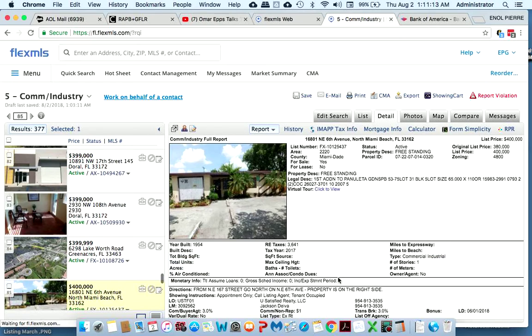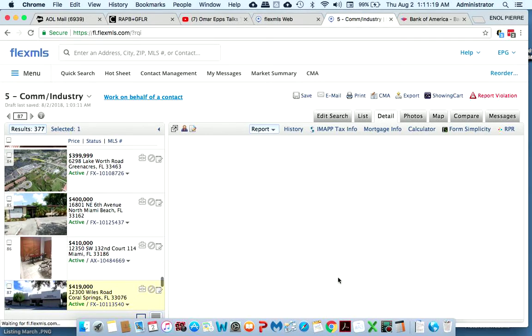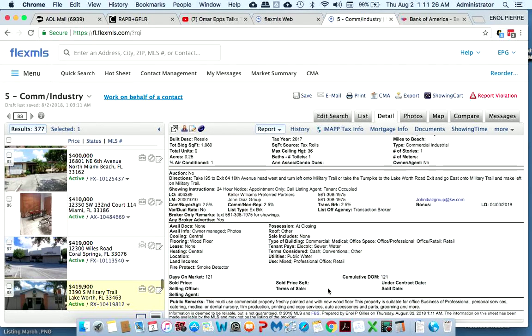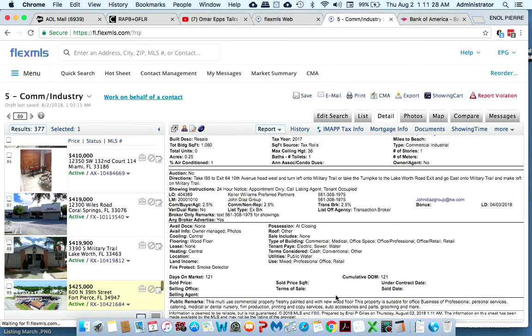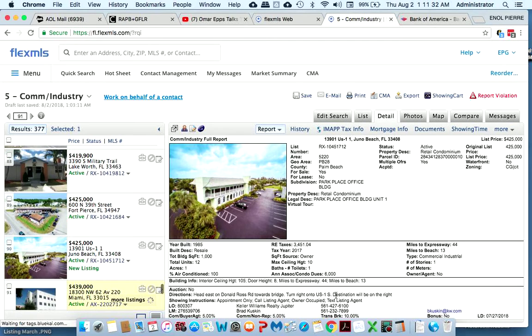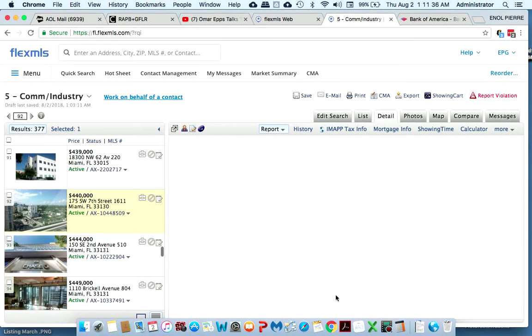Honestly, I'm looking at this because I think this is where my mom used to have a Haitian Crusade. What is this? Nothing. So far, we only found one property that I'm kind of into, as you can see.